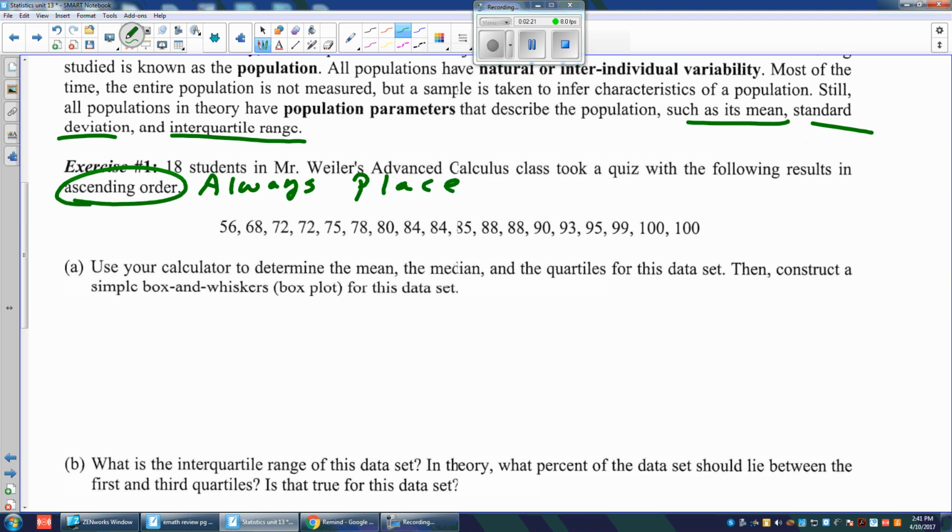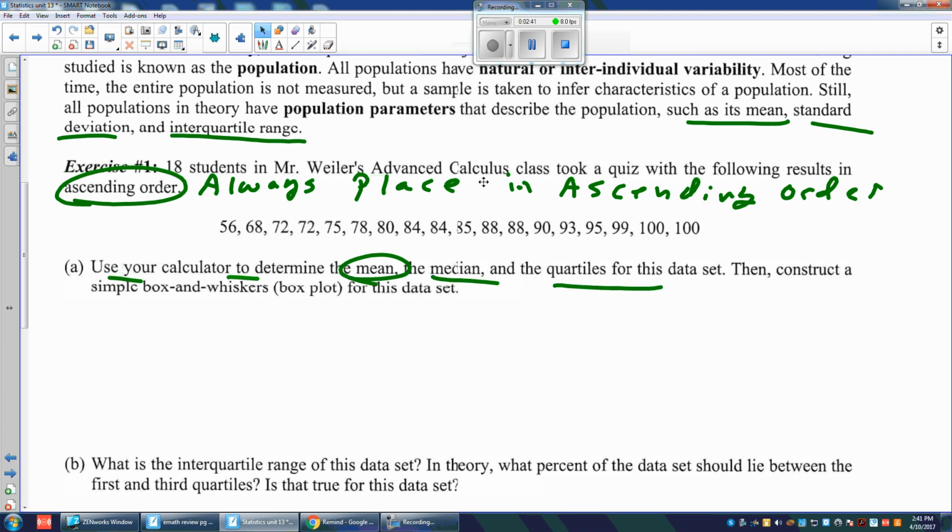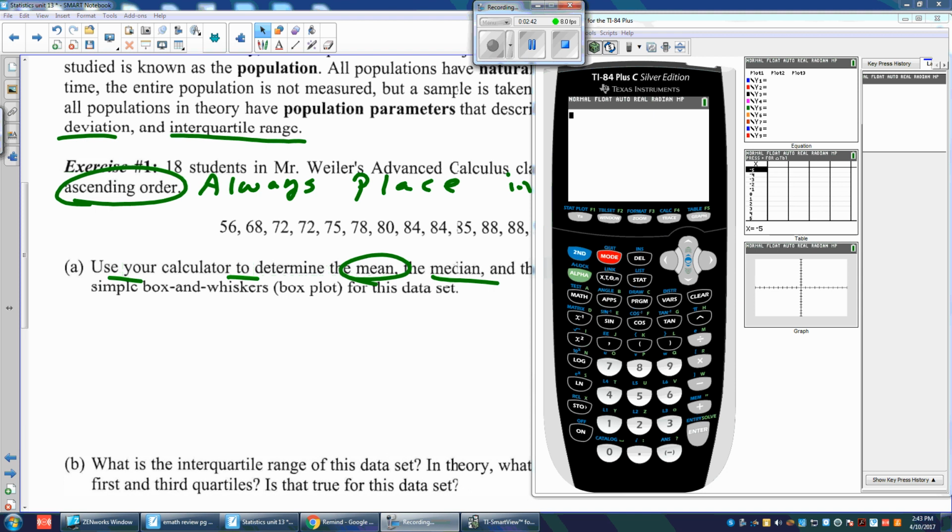If we're going to do it on paper. Use your calculator to determine the mean, the median, and the quartiles for this data set. I'm going to grab my calculator. Okay, we can do the mean, we can do the median, we can do the interquartile range all individually. Let's see if we can do them all together at the same time.